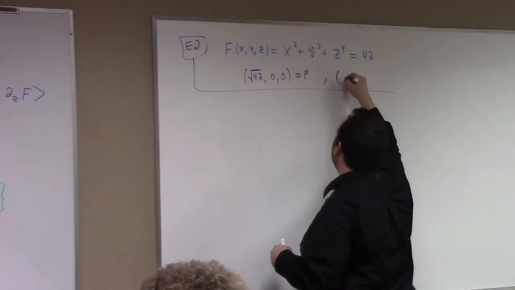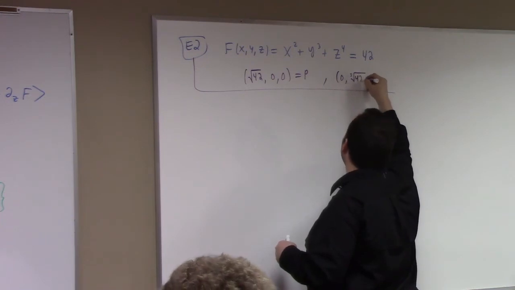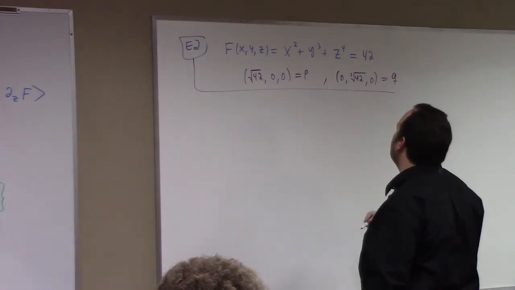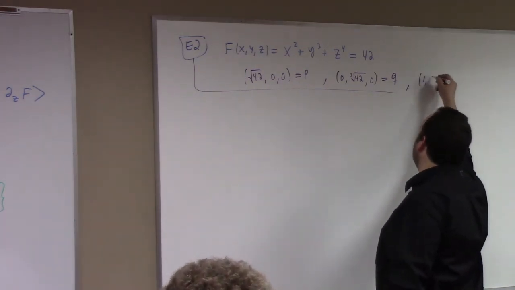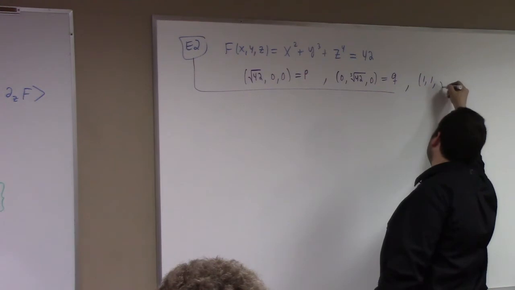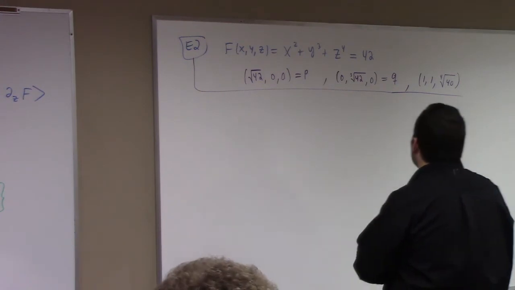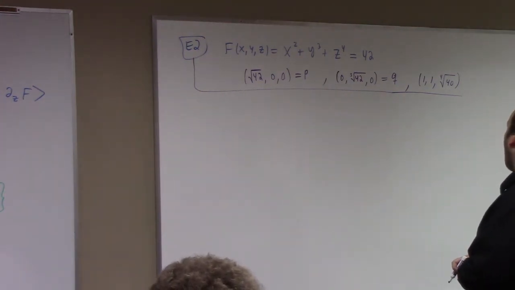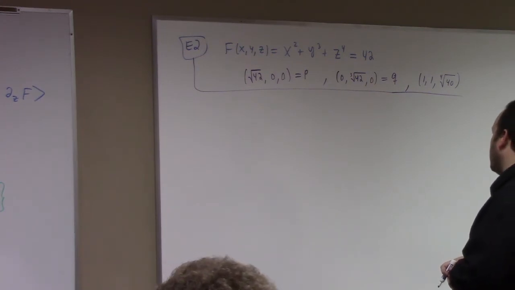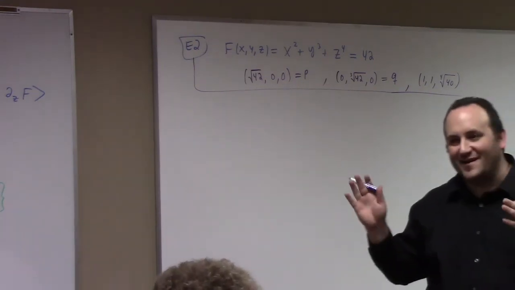Oh, what's my second point? I don't know why I'm listening to you. Let's see here. Fine. How about this? One more point. 1, what's that get me? Yeah, 4th root of 42. Oh, 40. Yeah, thank you. Anyway, let me stop trying to think of something nice. Anyway, these are 3 points on the surface.